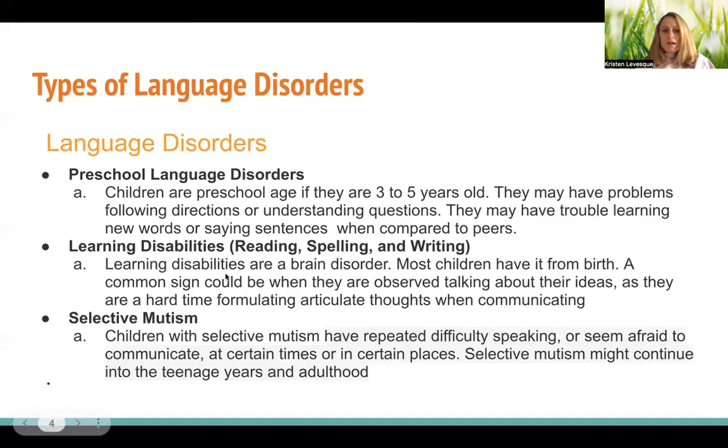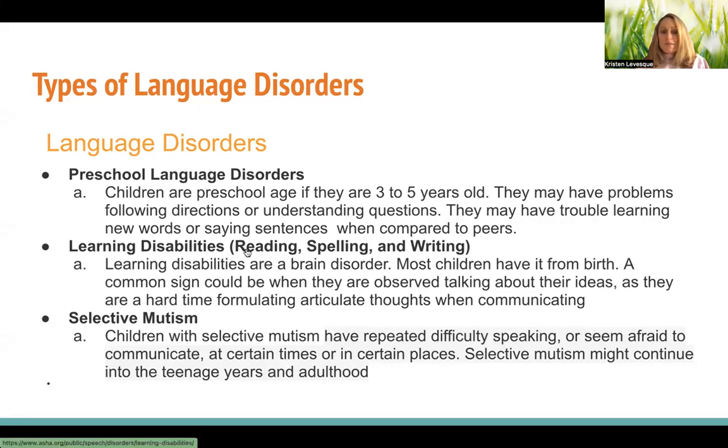Some types of language disorders that are pretty common would be the preschool language disorders. So these are for kids that are preschool age, which is between 3 and 5 years old, as long as they're not in kindergarten yet. And they may have problems following directions or understanding questions. They may have trouble learning new words or saying sentences. And this is when compared to their peers. So something that just seems like it's a bit delayed when someone is to observe other kids of the same age.